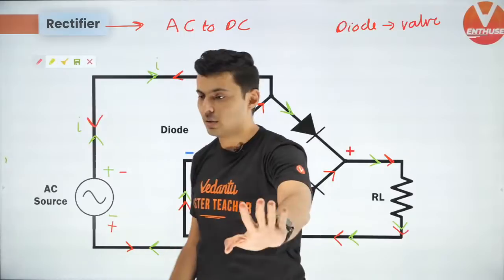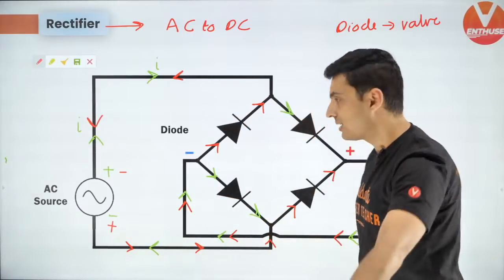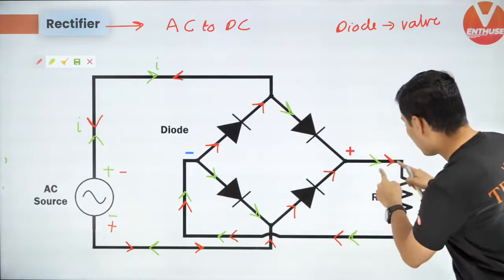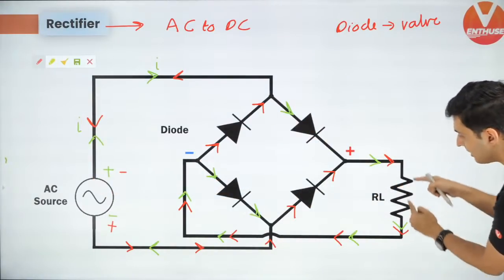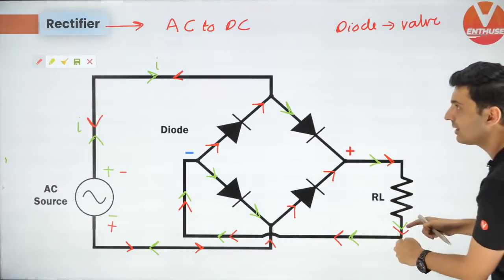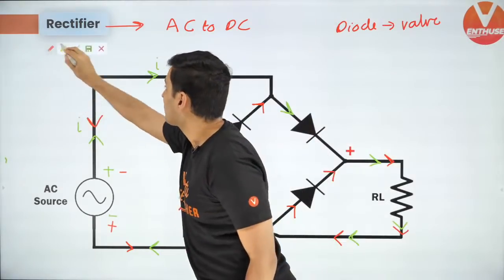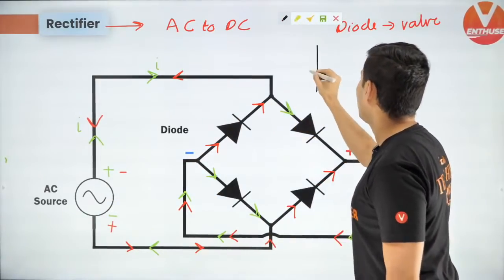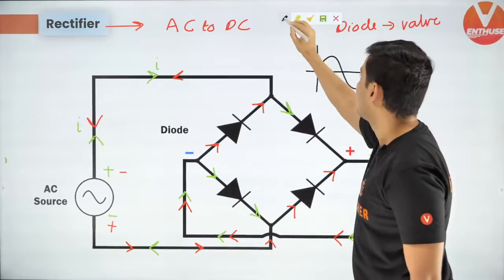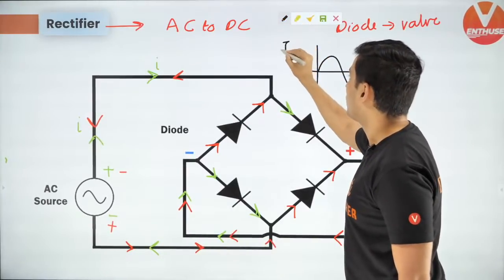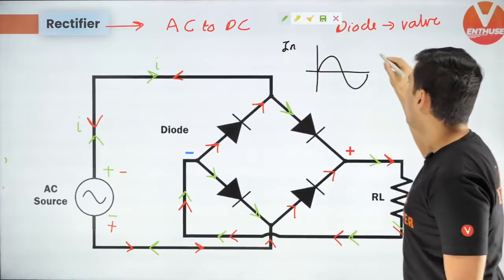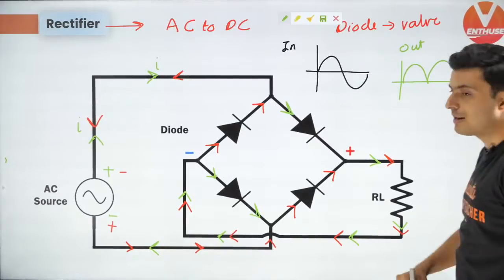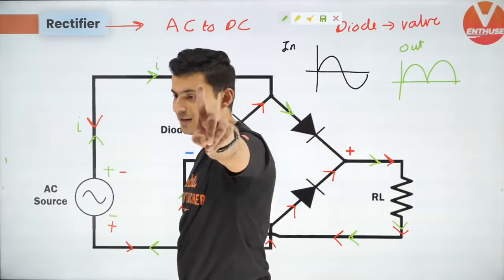What I mean to tell you is that in both the cycles, positive and negative, the current through this resistor always is the same. Did you see that? So if my AC current was like this and like this, let's say this was input, how is my output going to be? My output is always going to be in the same direction.